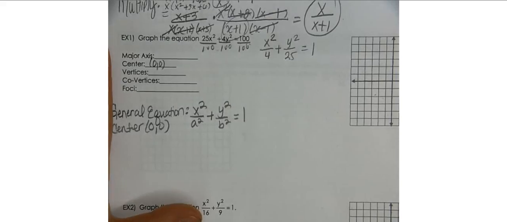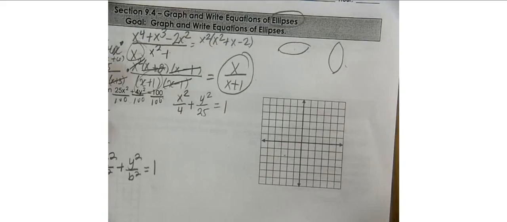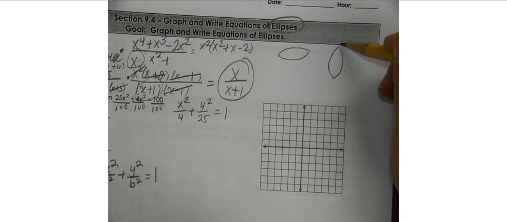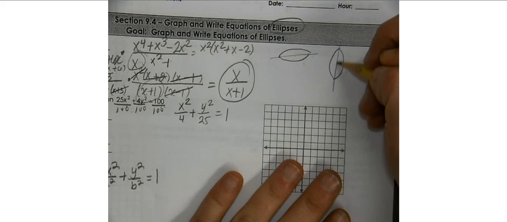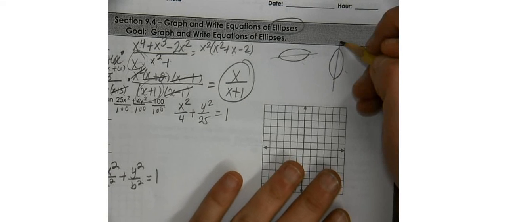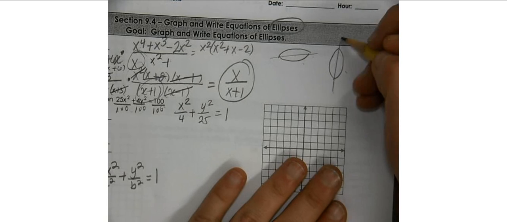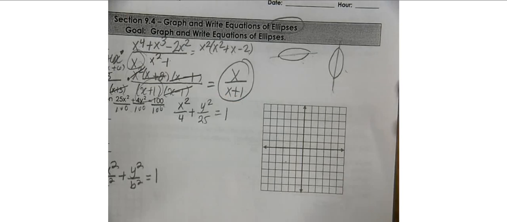So now I showed you that there are going to be two different shapes that we're going to be graphing. It's either going to be horizontal or it's going to be vertical. If your graph is supposed to look like this, your horizontal axis would be considered our major axis. Or if your ellipse looks like this, then that means that your y-axis would be your major axis. And the way to tell which axis is going to be your major axis is to simply look for the largest denominator.